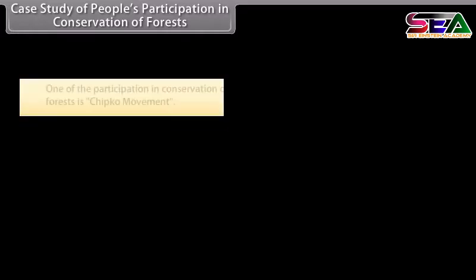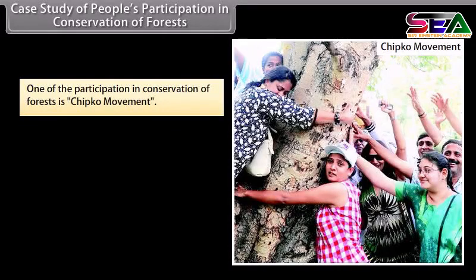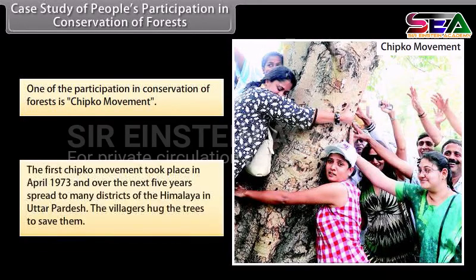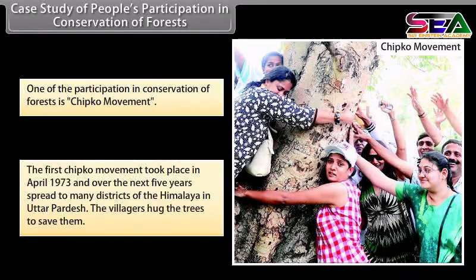Case study of people's participation in conservation of forests. One of the examples of participation in conservation of forests is the Chipko movement. The first Chipko movement took place in April 1973, and over the next 5 years it spread to many districts of the Himalayas in Uttar Pradesh. The villagers hugged the trees to save them.